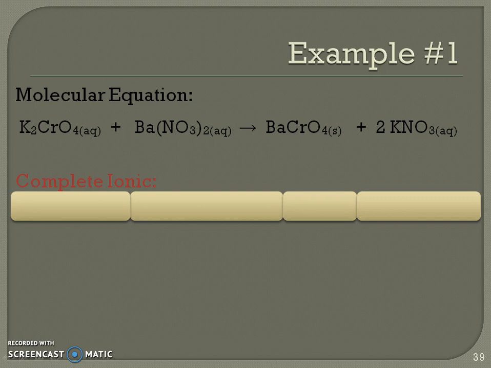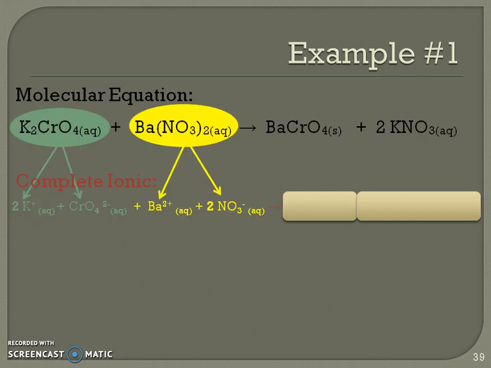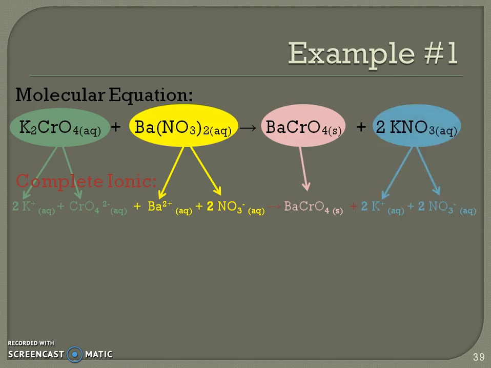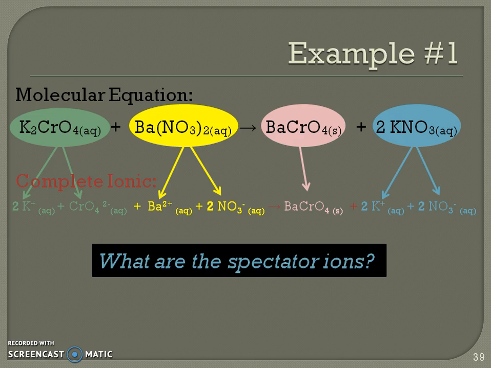So your molecular equation is what you're used to, but the complete ionic, we're going to bust this guy apart. We're going to keep him the same, keep him whole because he's the solid precipitate, and we're going to bust him apart. So again, if you need to pause the video, make sure you're understanding where those two K plus ions are coming from. Only one CrO4 negative 2 ion, one Ba plus 2, two NO3 negative ions, and so on. So make sure that you're understanding where all those coefficients are coming from.